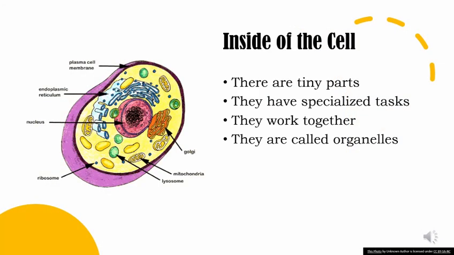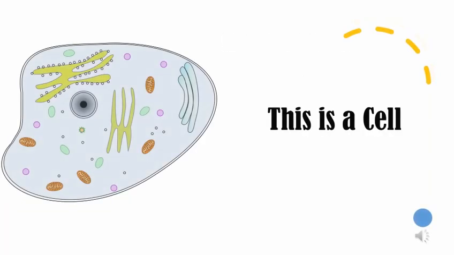Inside these cells, there are tiny parts. They have specialized tasks which we call functions. They work together, and together we call these the organelles. This is how a cell looks like. In the next part of this video, we will discuss the different organelles which the cell contains.